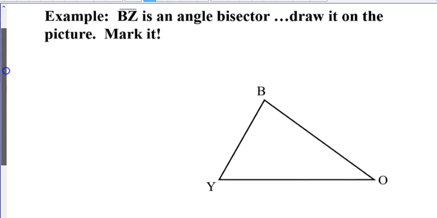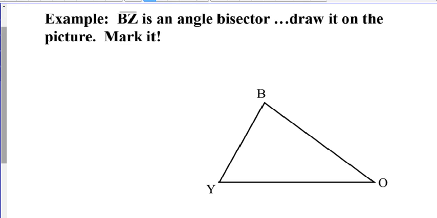So, example, BZ is an angle bisector. Draw it on the picture and mark it. So, right now we have this angle right here. We want to cut that in half. And we're just going to estimate. We're not going to measure. You can see that it looks like the two arc marks are equal. And now we have BZ. And now we know that this angle is equal to that angle.